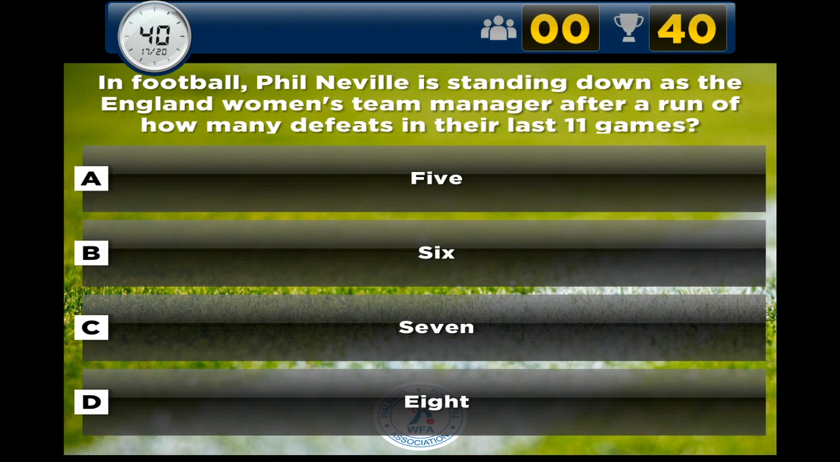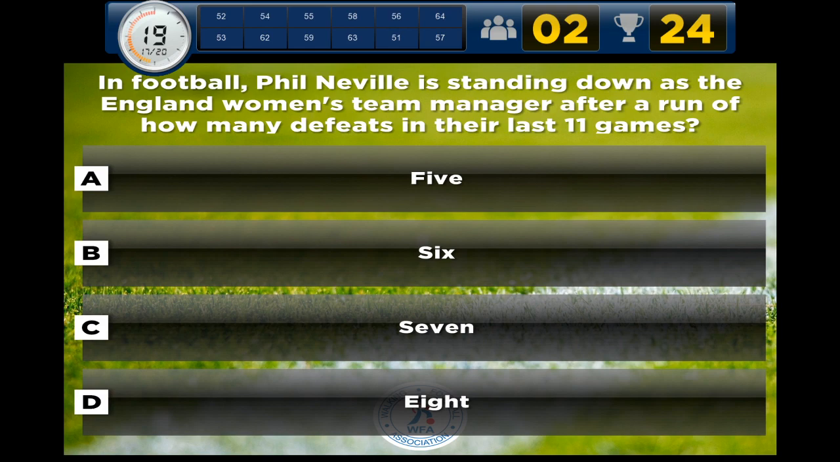So in football, Phil Neville is standing down as the England women's team manager after a run of how many defeats in their last 11 games? Is it 5, 6, 7 or 8? At least one international football manager playing today. And Stuart Langworthy, of course, who's experiencing problems with connection, the manager of the England over 60s side.